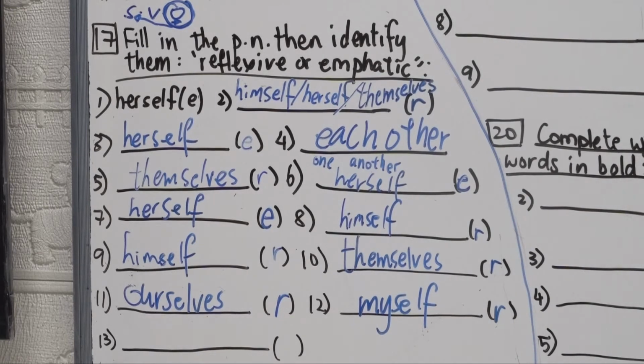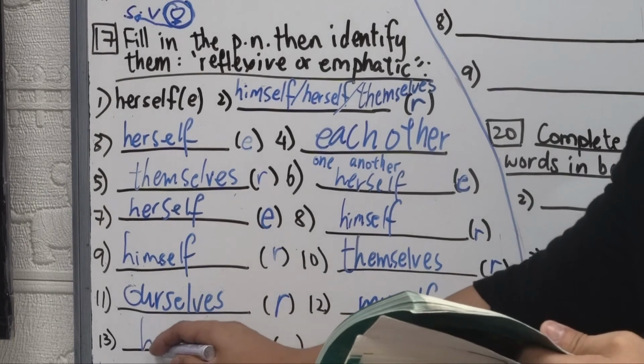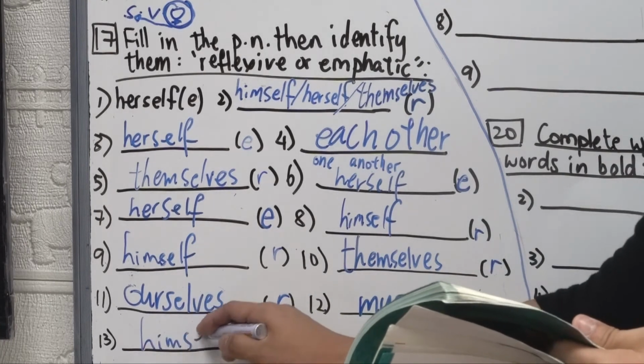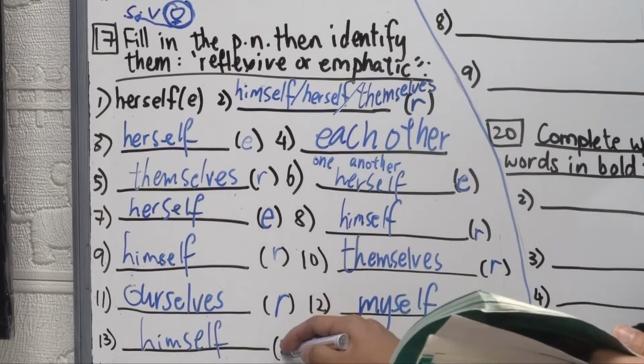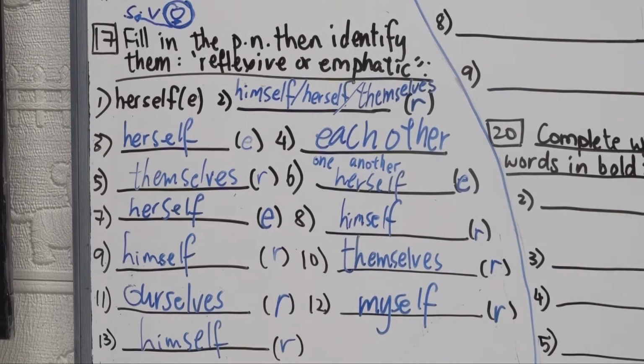Okay. Number 13, he's very vain and loves looking at himself in the mirror. Vain means he's very proud of his looks and very confident, maybe too much, right? So this is himself, right? And reflexive. Okay? Alright, so check your answers, please.